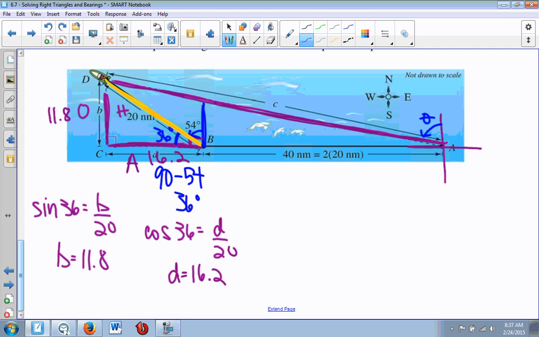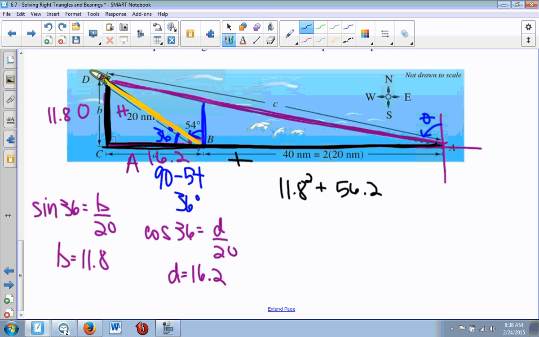Now that's important because the overall triangle that I'm looking at, with the boat straight down and then all the way across to the port, is a big right triangle. So if we use the Pythagorean theorem, we've got a leg here that is 11.8. We've got the entire leg on the bottom, which is the 16.2 plus the 40. So I've got 11.8 squared plus 56.2 squared. And that's going to give me my distance to port, which is C squared.